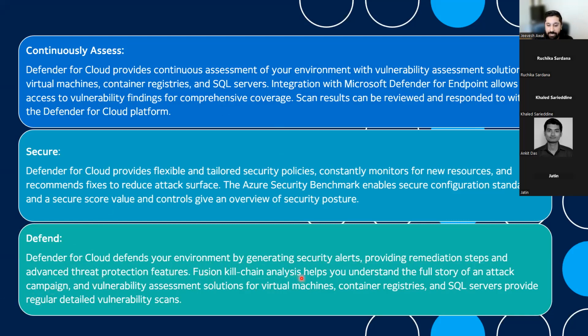So Fusion Kill Chain Analysis helps you understand the full story of an attack campaign, and vulnerability assessment solutions for your VMs, container registry, and SQL servers provide regular detailed vulnerability scans. So it's scanning continuously. It is also doing some testing for you, and it's going to give you some data that yes, I've done this testing. This is what has come back positive. This is what has come back negative. I think you should be fixing this.